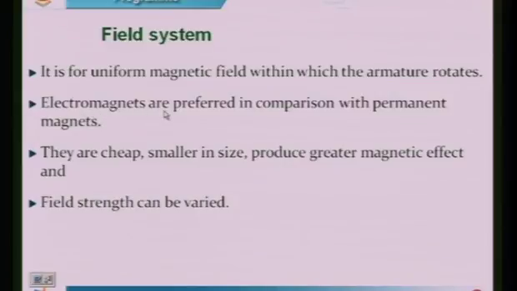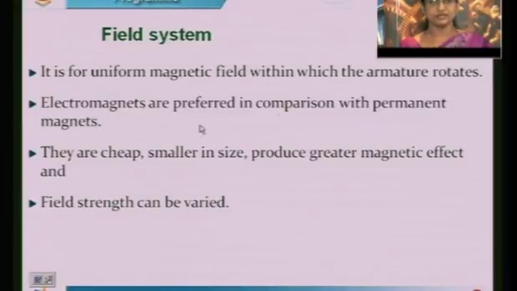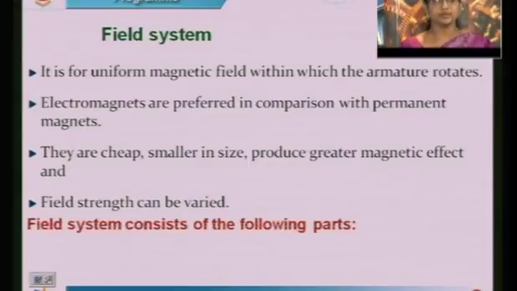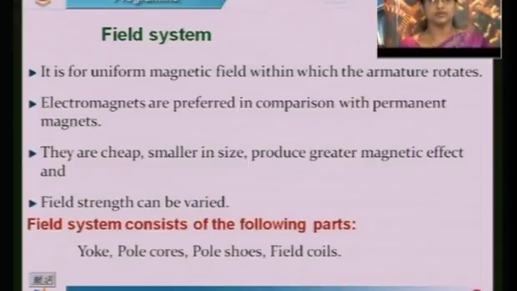Then electromagnets are preferred because they have high flux density. So, that is why you are using these electromagnets in comparison with the permanent magnets, and also they are cheap, smaller in size, produce greater magnetic effect, and field strength can be varied with electromagnets. Field system consists of yoke, pole cores, pole shoes and field coils. These all are stationary parts. So, this will come under stator.